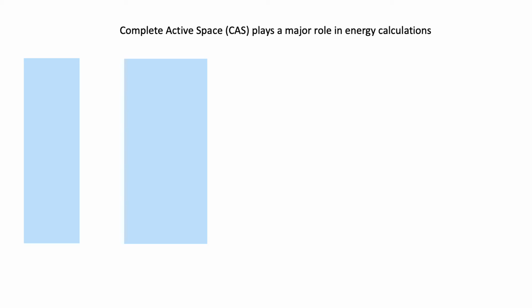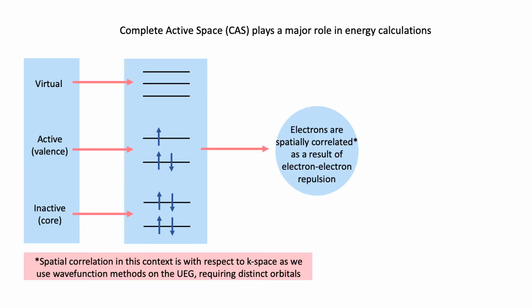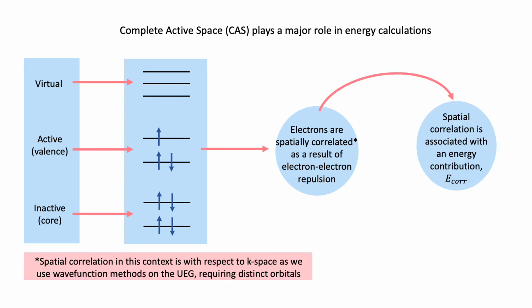The occupation of an orbital is determined by its energy. This occupation is split up between inactive, active, and virtual spaces. Inactive, or core spaces, are fully occupied by paired electrons, while active spaces are partially occupied, and virtual spaces are completely unoccupied. In active spaces, the interactions between electrons give rise to a spatial correlation, which is associated with a small energy contribution to the overall system.